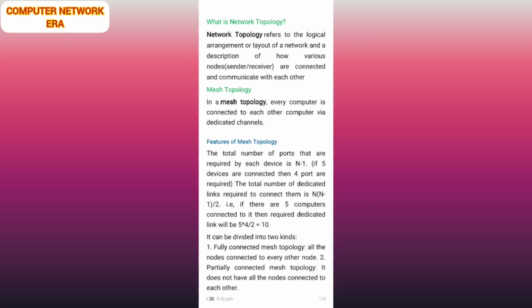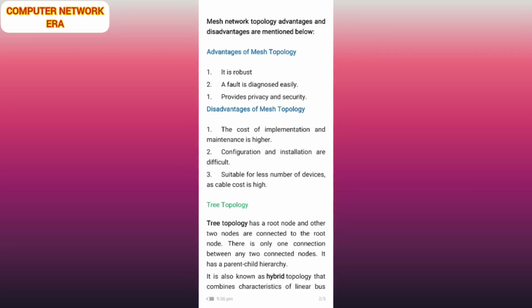The total number of dedicated links required to connect them is n times n minus 1, divided by 2. Like if there are 5 computers connected, then the required dedicated links will be 5 multiplied by 4, which is 20, divided by 2 is 10. It can be divided into two kinds. First, fully connected mesh topology, where all the nodes are connected to every other node, and partially connected mesh topology, which does not have all the nodes connected to each other.